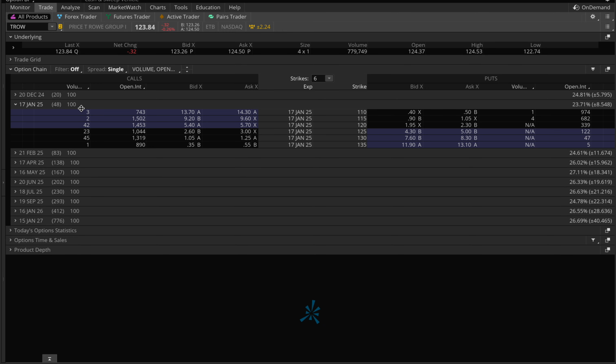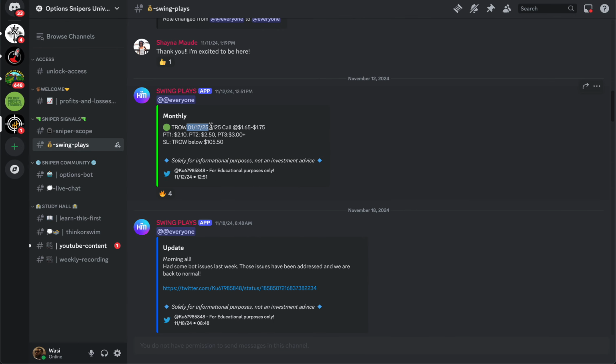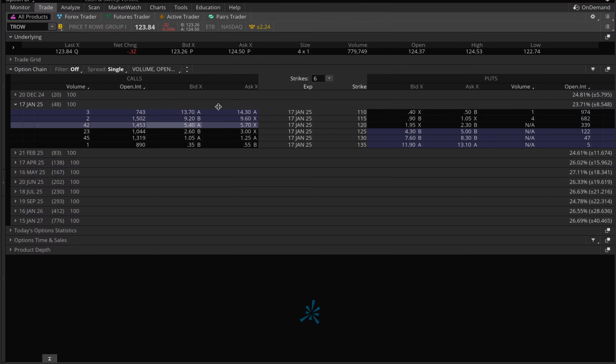So we're gonna hit the drop down. Okay, so we're gonna look for our 125 strike. So that's gonna be in the middle here, strike. We're looking for 125, that's there. And then we're looking for the call side. The call side is on the left side. Okay, the put side is on the right side. So it's gonna be 125, and then we're looking at the options trade here.